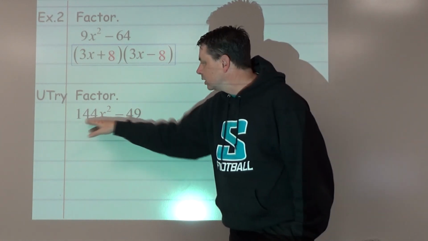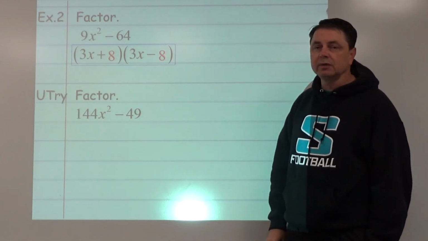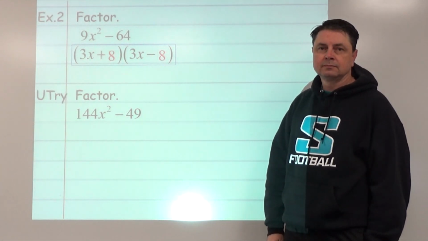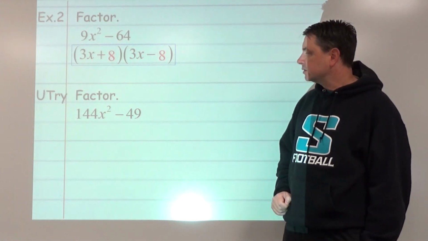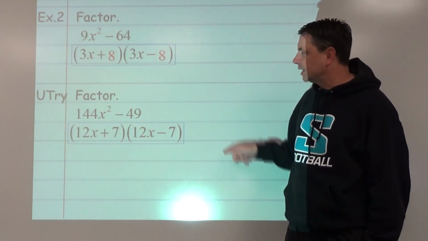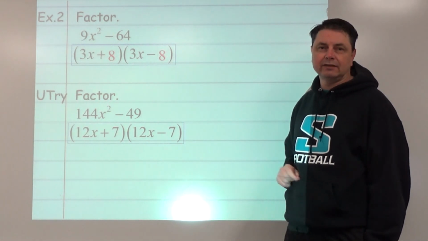All right, go ahead and try this one. Factor 144x squared minus 49. Pause until you have it. This is a difference of squares. You got 12x, you got 7, so 12x plus 7, 12x minus 7.